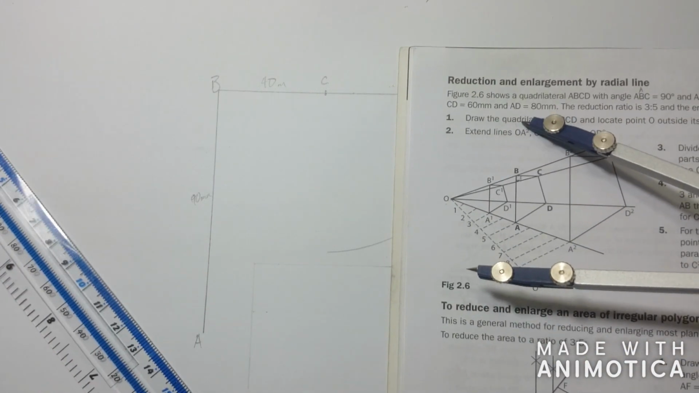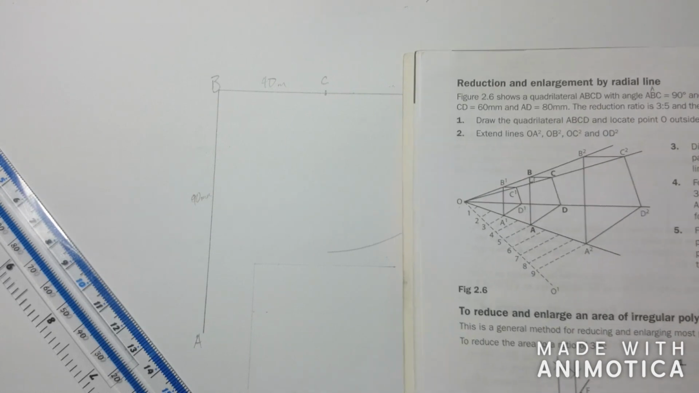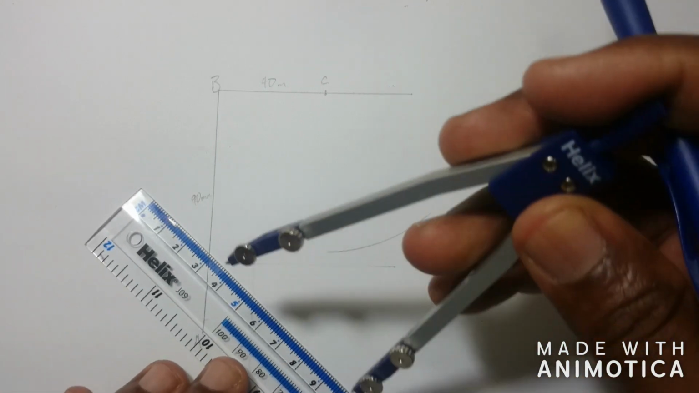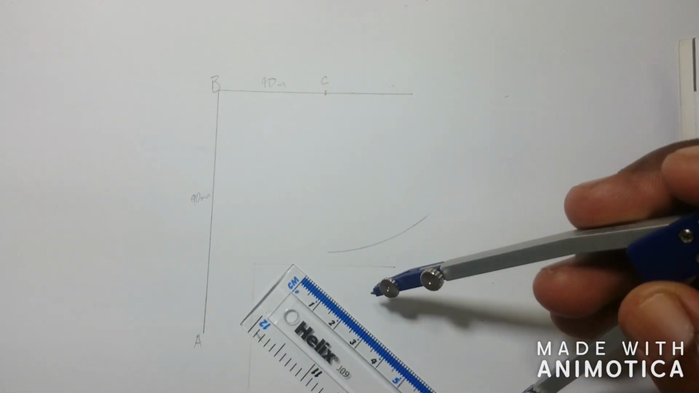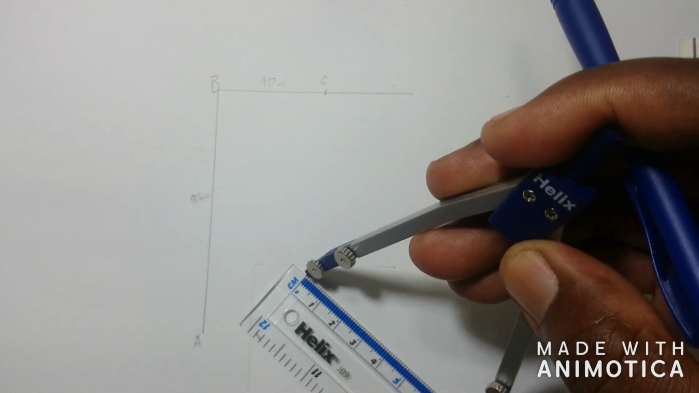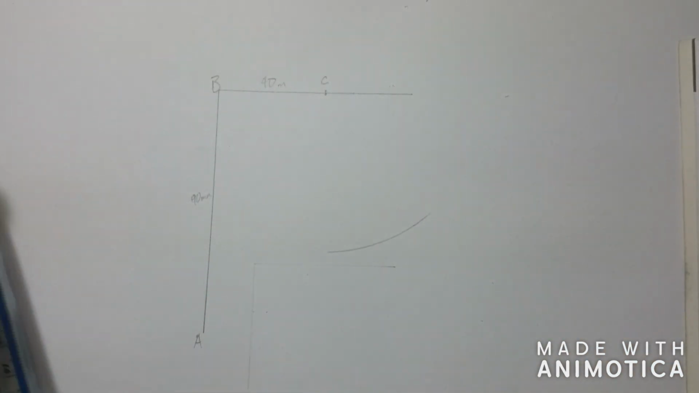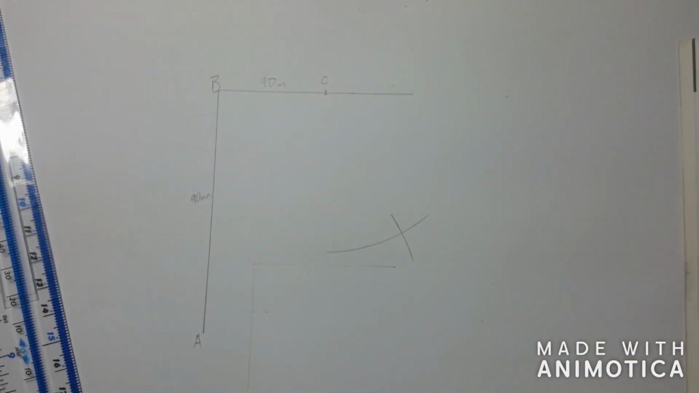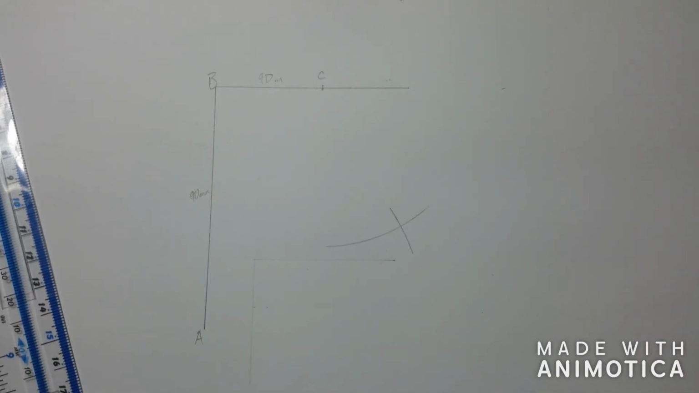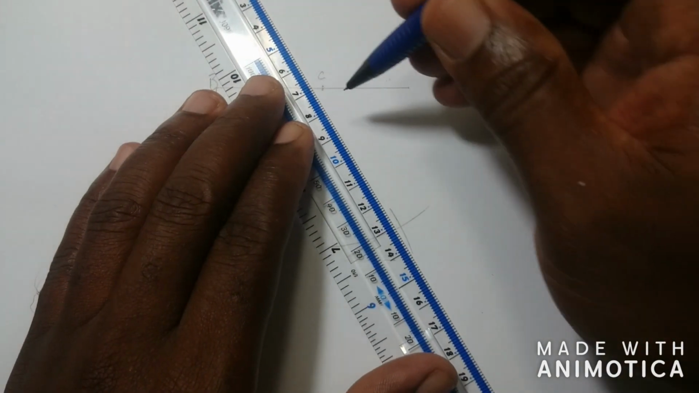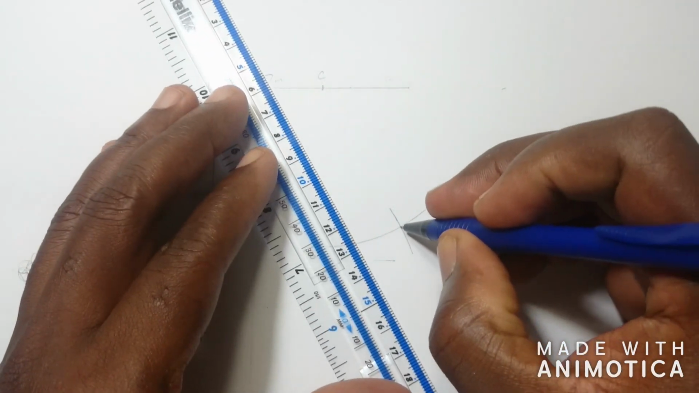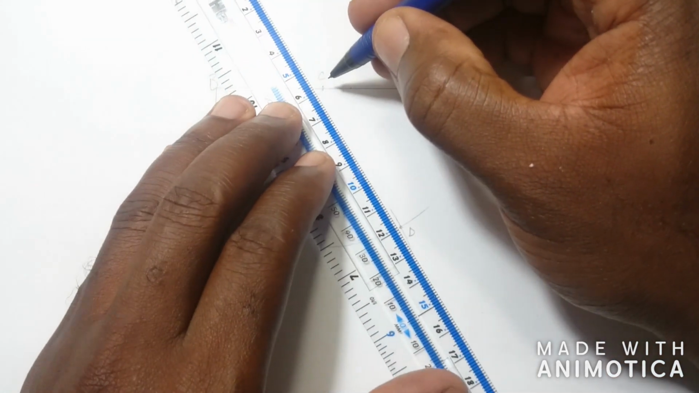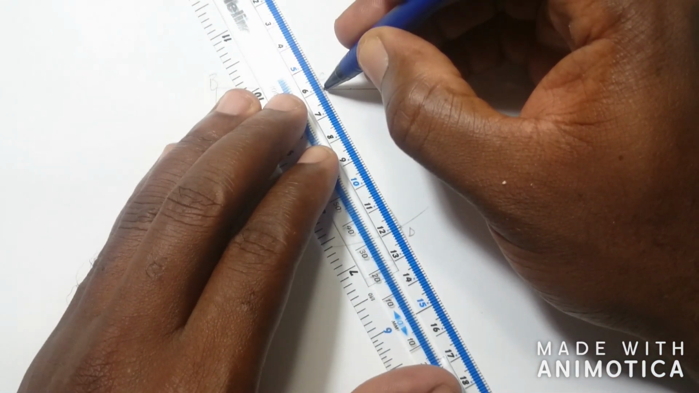Now what you need is AD. The measurement AD is 80 millimeters, so we're going to do the same thing. Put your measurement to 80, or 8 centimeters. 8 centimeters is equal to 80 millimeters, and then you put your point at A, and strike your arc right there. Once you've done that, you're going to draw your line from C to the point, which is going to be D.